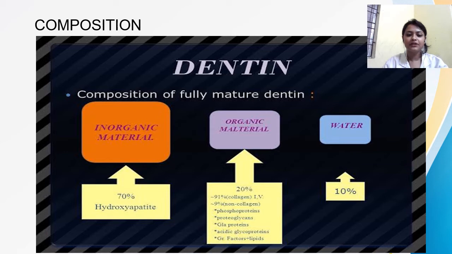Now, composition. The composition of fully mature dentin is divided into three. One is the inorganic material, which is 70% hydroxyapatite. Organic material is about 20%, of which 91% is collagen, mainly collagen types I and V. 9% is non-collagen, which includes phosphoproteins, proteoglycans, GLA proteins, acidic glycoproteins, and other lipids. The remaining 10% is water. So mainly it is inorganic material, 20% organic material, and the rest 10% water.